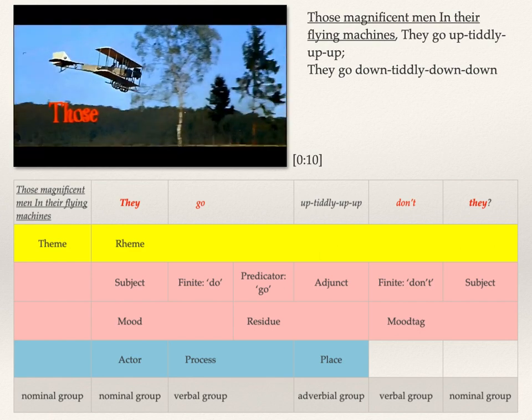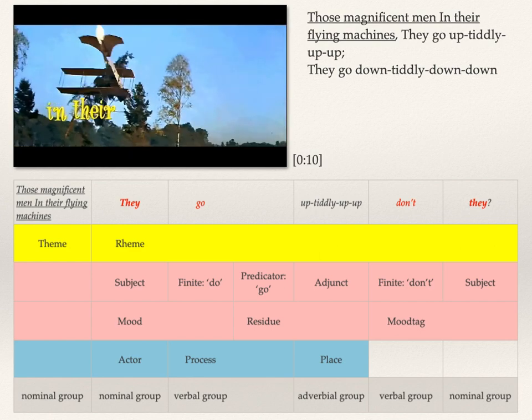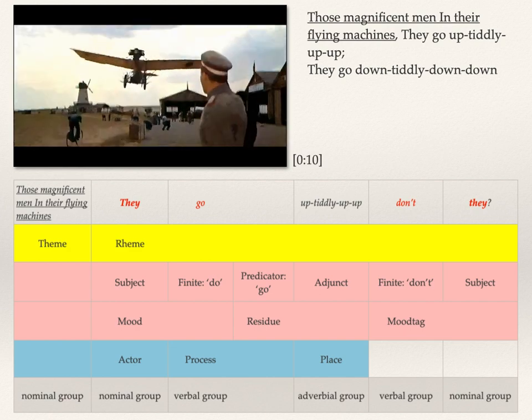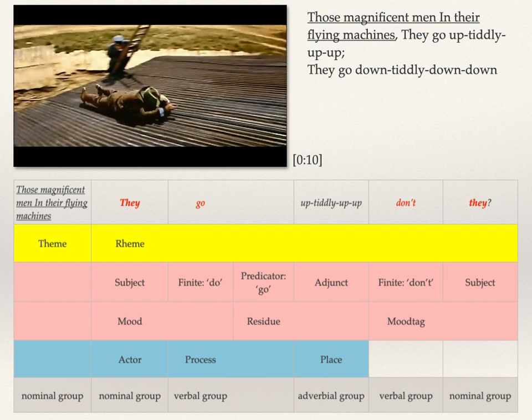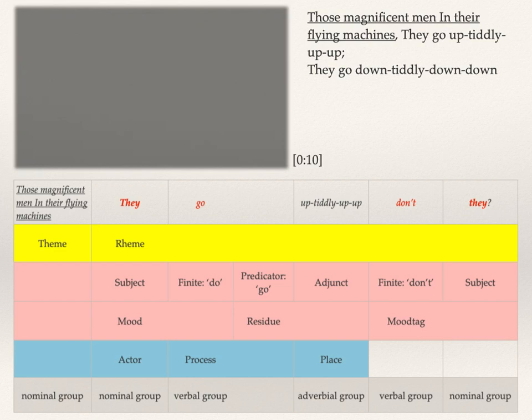Those magnificent men in the flying machine, they go up to the up, they go down to the down. Yes, sadly they go down, tiddly down, down as well.